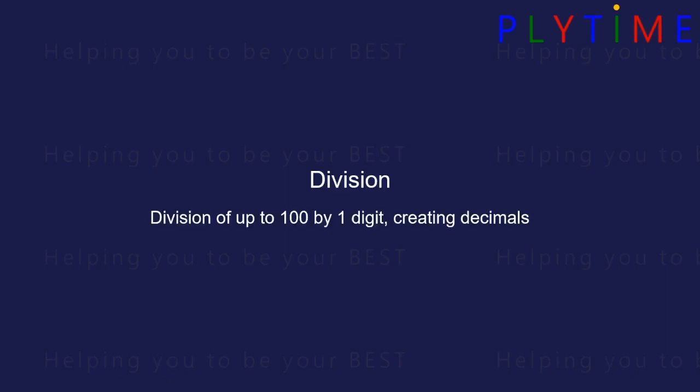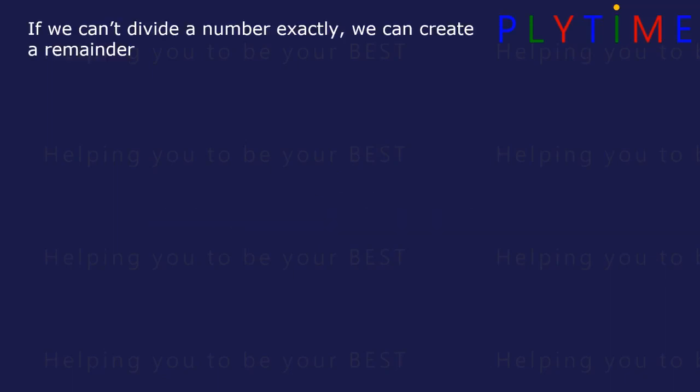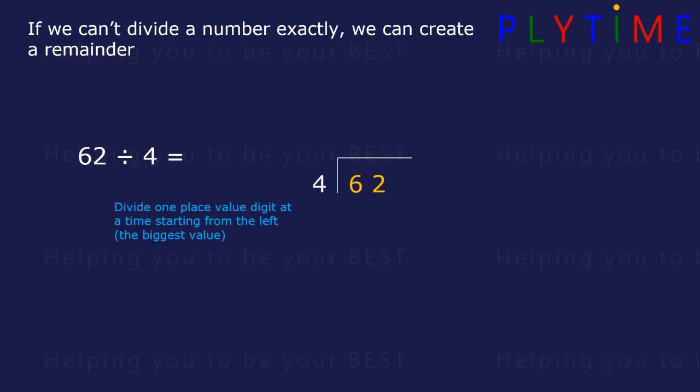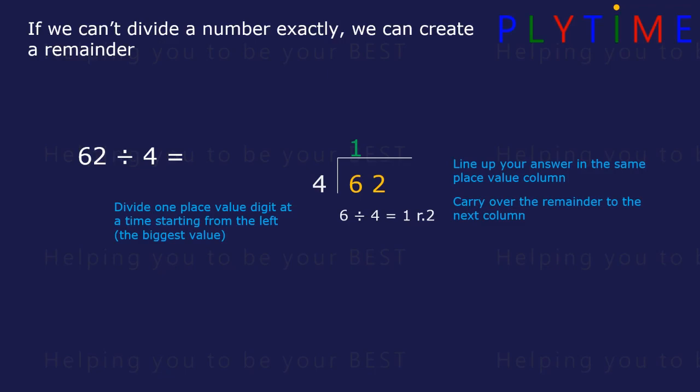Division. Division of up to 100 by one digit, creating decimals. If we can't divide a number exactly, we can create a remainder. 62 divided by 4. In our short division, divide one place value digit at a time, starting from the left or the biggest value. 6 divided by 4 is 1 with a remainder of 2. We line up our answer in the same place value column and carry the remainder to the next column.